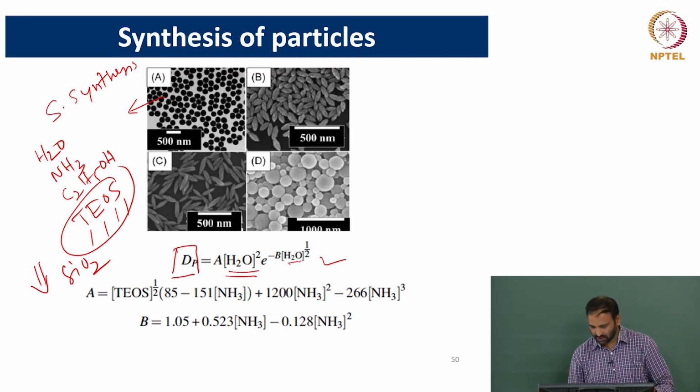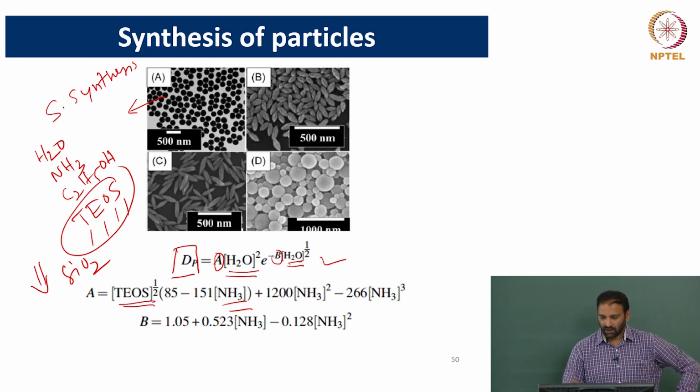That is these two. And of course the parameters A and B, which in turn depend on the concentration of the TEOS, ammonia, and a few other things. So if you want a particle of a particular size, I can choose my reagents in appropriate proportions and design particles of different sizes. So that's about Stober synthesis.